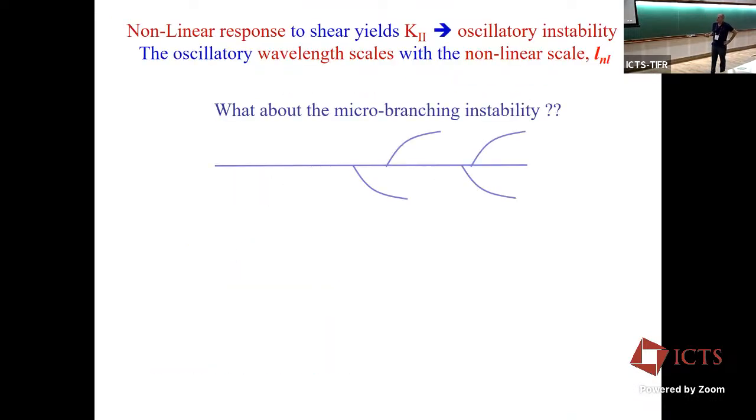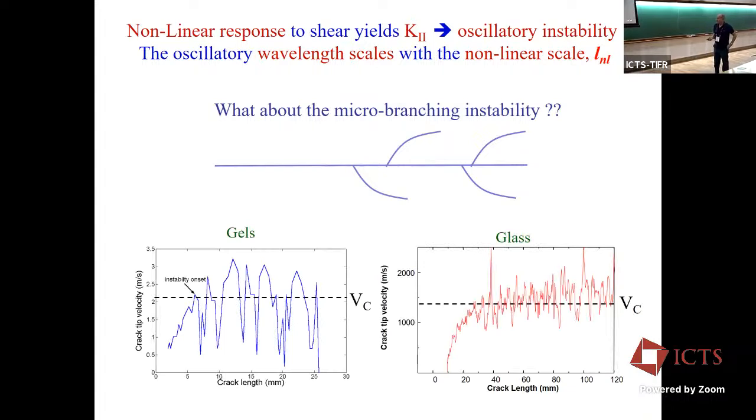Okay. So now that we perfectly understand the oscillatory instability, it's just a response to a shear perturbation. Let's now look at the microbranching instability. Just to remind you, this is what the dynamics look like in gels and in glass. As the microbranch is formed, the velocity goes down. Why does it go down? Because we're creating more surface, and our dissipation is just the amount of surface that we're creating.